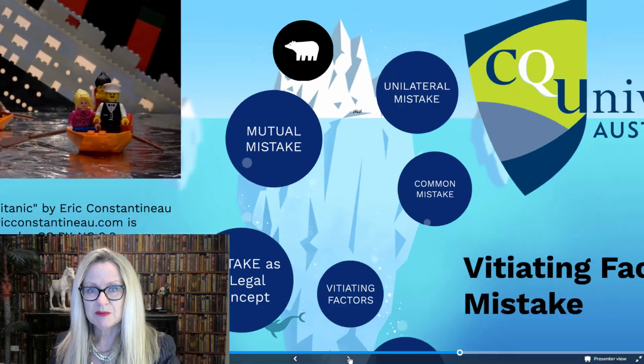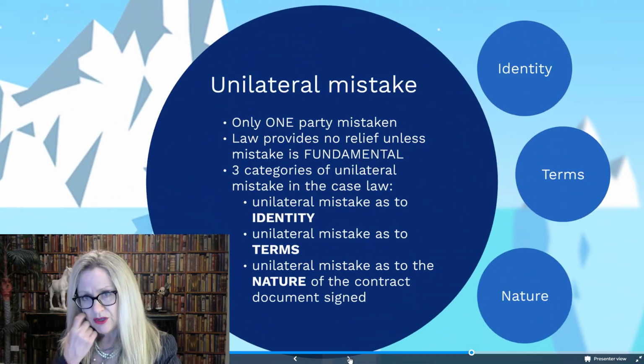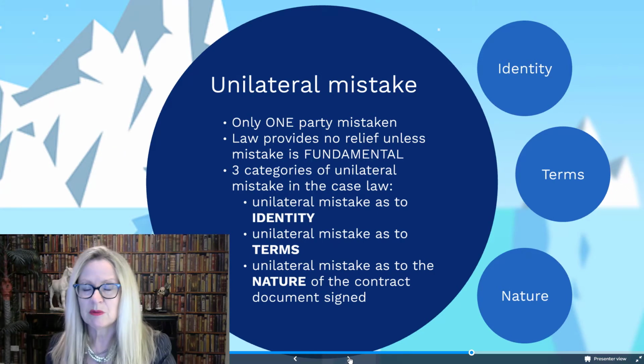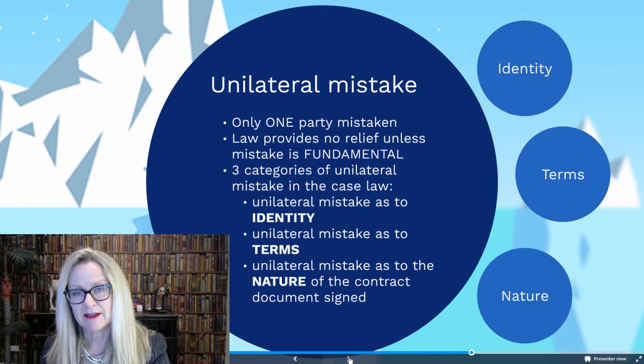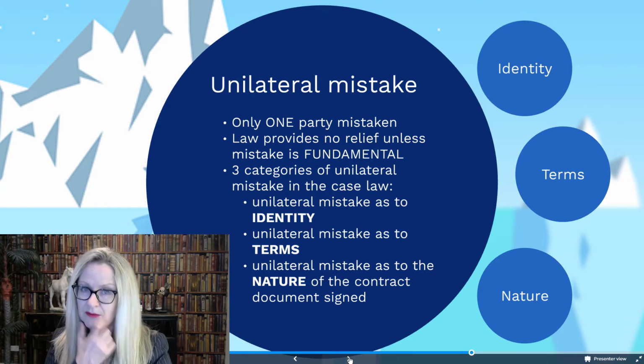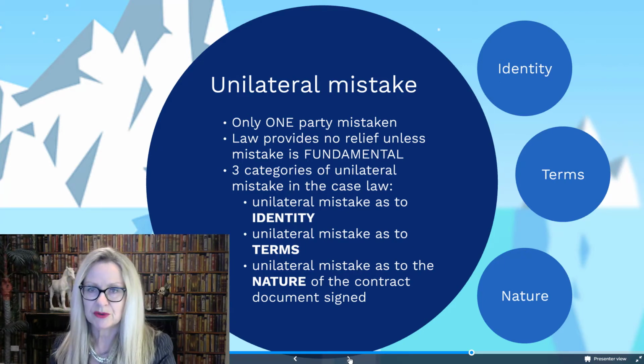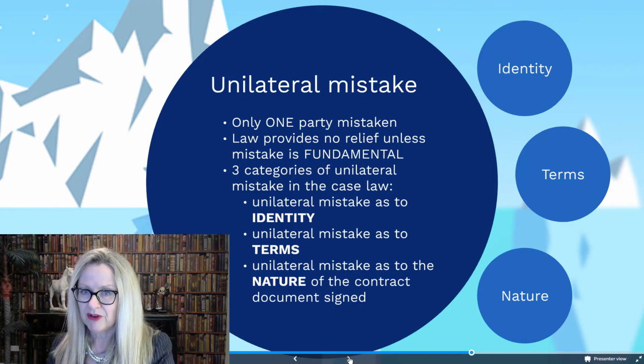So that's mutual mistake. Unilateral mistake is a little bit more complex, and this is where there is only one party that's mistaken, obviously, because it's unilateral. The law, again, will provide no relief. This is at common law unless the mistake is fundamental.